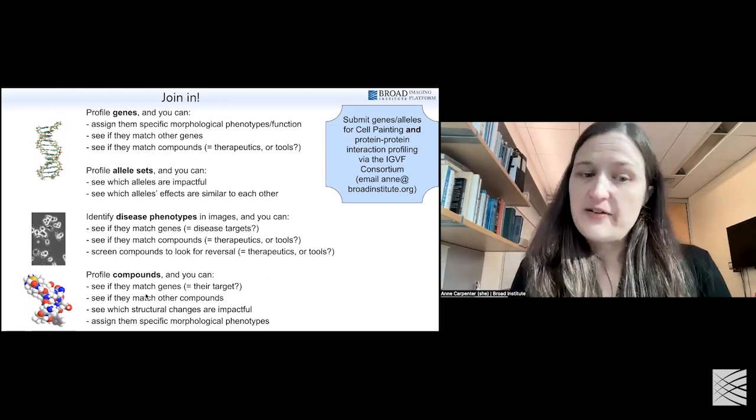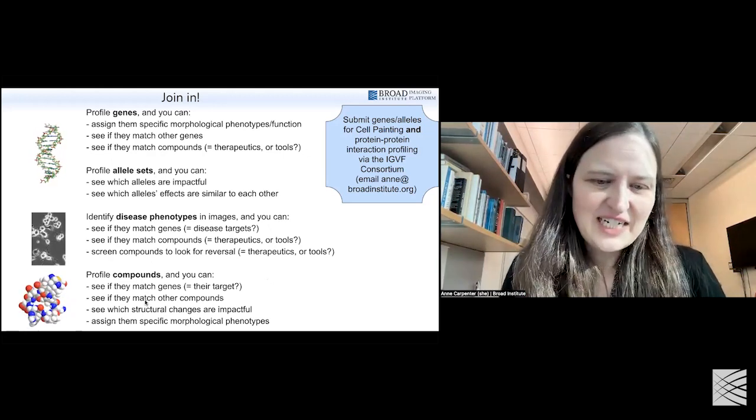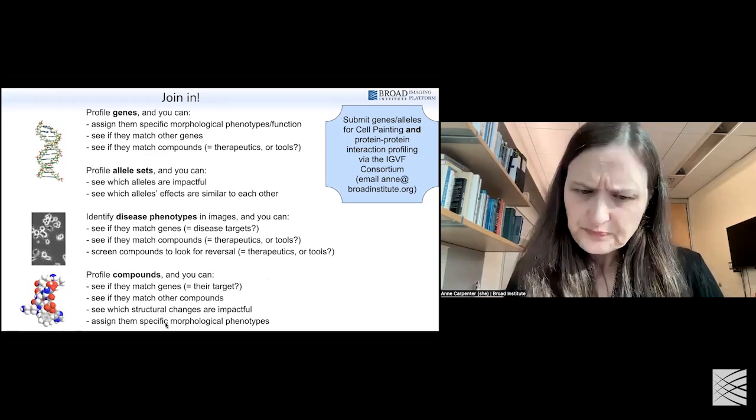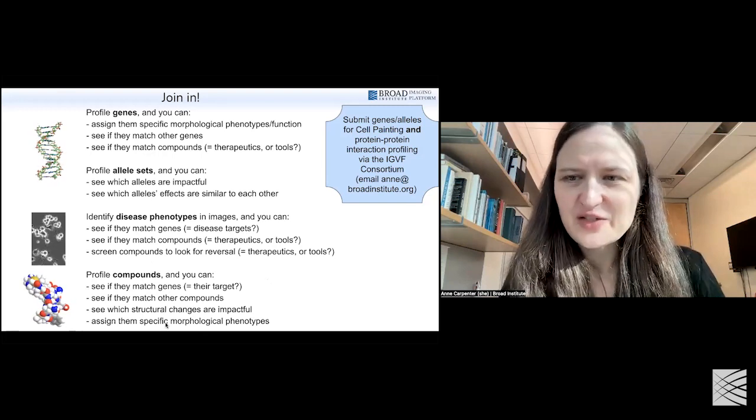And then lastly, if you have sets of compounds, I guess that's probably less common in the crowd of MPG, you can see, again, if they match genes, other compounds, and see whether there's specific morphological phenotypes that are induced by them. So these are some of the ways you can get involved.